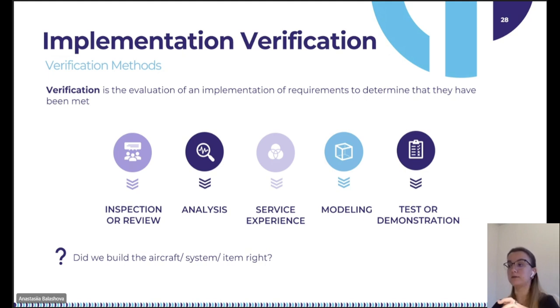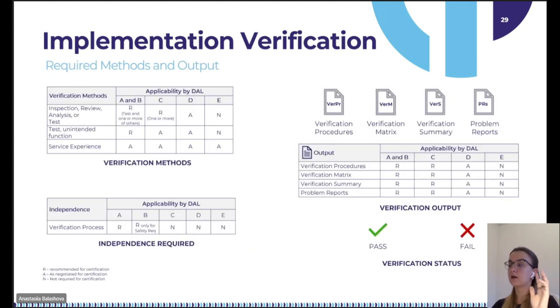It may be inspection or review, which consists of visual examination of drawings, documents, hardware, software to verify that requirements have been met. An analysis provides evidence of compliance by performing a detailed examination of a system or item. It also may be service experience, modeling, and the most common, test or demonstration. So testing, that's critical, provides repeatable evidence that requirements are satisfied by exercising a system or an item.